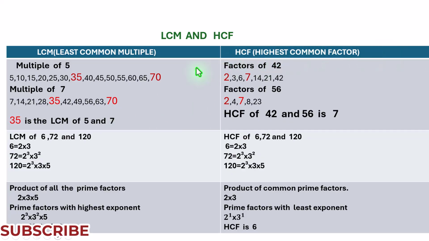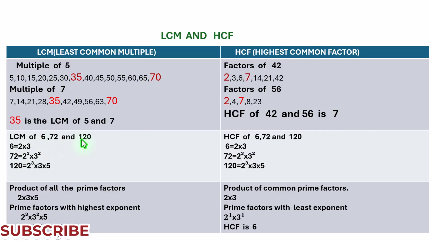Then the highest common factor. Factors of 42 are 1, 2, 3, 6, 7, 14, 21, 42. Factors of 56 include 2 and 7. 2 and 7 are factors of both 42 and 56. 2 is the least common factor, but 7 is the highest common factor. So the highest common factor of 42 and 56 is 7. This is the concept of highest common factor.